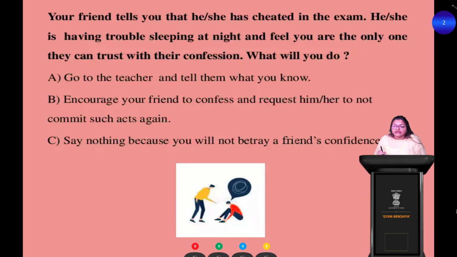Think about the situation and then give me the response. What I think is option B would be the proper approach to deal with the situation. Encourage your friend to confess and request him or her to not commit such acts again. So you will encourage your friend to confess the crime that he or she has done, and of course make the promise that he or she will never commit such an act of cheating in the examination again. Did you understand?